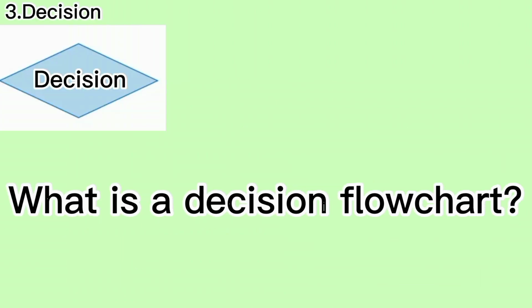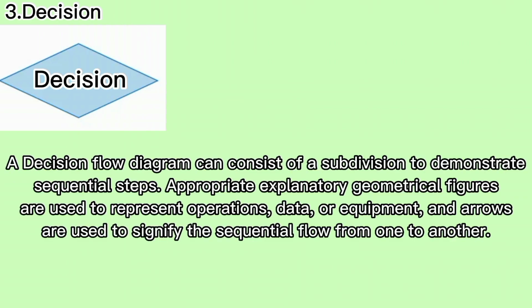What is a decision flowchart? A decision flow diagram can consist of a subdivision to demonstrate sequential steps. Appropriate explanatory geometrical figures are used to represent operations, data, or equipment, and arrows are used to signify the sequential flow from one to another.